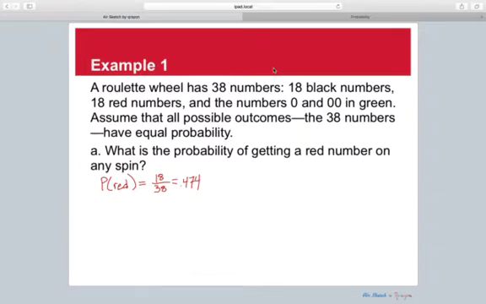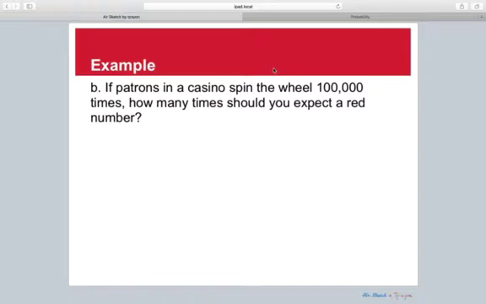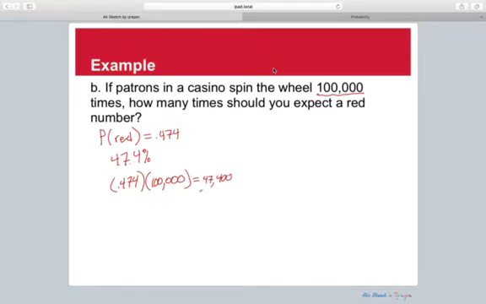All right. So if patrons in a casino spin the wheel 100,000 times, how many times could you expect a red number? So 100,000 is a finite number, but it is a very large number. So what we would expect is for the law of large numbers to take effect. And since we just found that the theoretical probability of getting a red is 0.474, we should expect that about 47.4% of patrons in the long run get red. So what is 47.4% of 100,000? Well, we can just multiply 0.474 times 100,000, and that's going to tell us that about 47,400 of the spins should come up red.